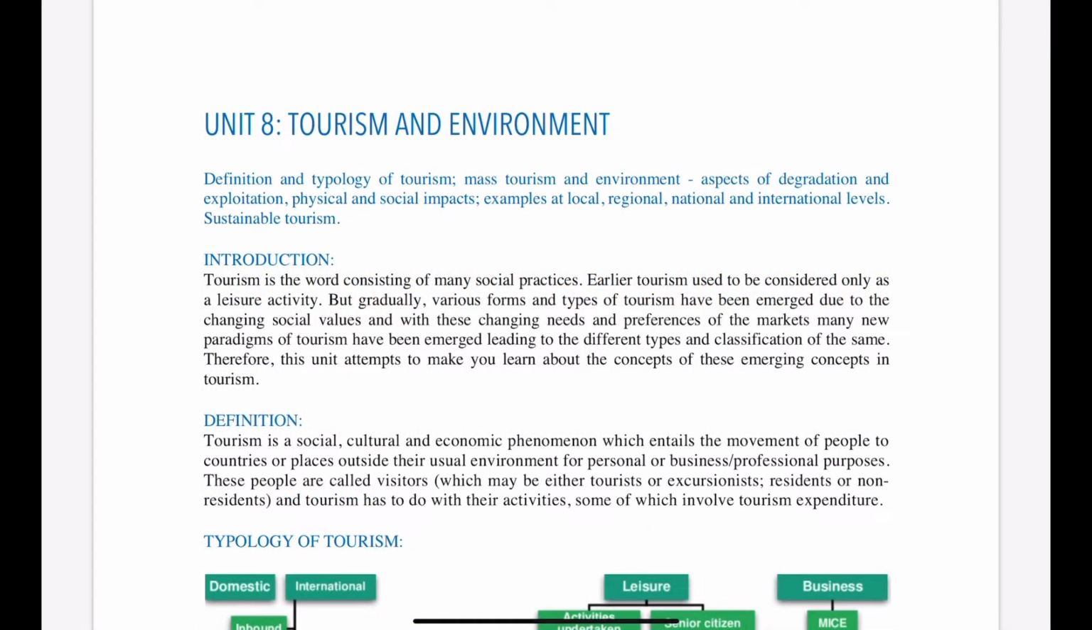Tourism and environment. So in this part we'll be seeing definition and classification, that is typology of tourism, mass tourism and environment, aspects of degradation and exploitation, physical and social impacts of tourism, then examples at local, regional, national and international level, and lastly what is sustainable tourism. So this is divided into three parts. Okay, so let's start with the first part.